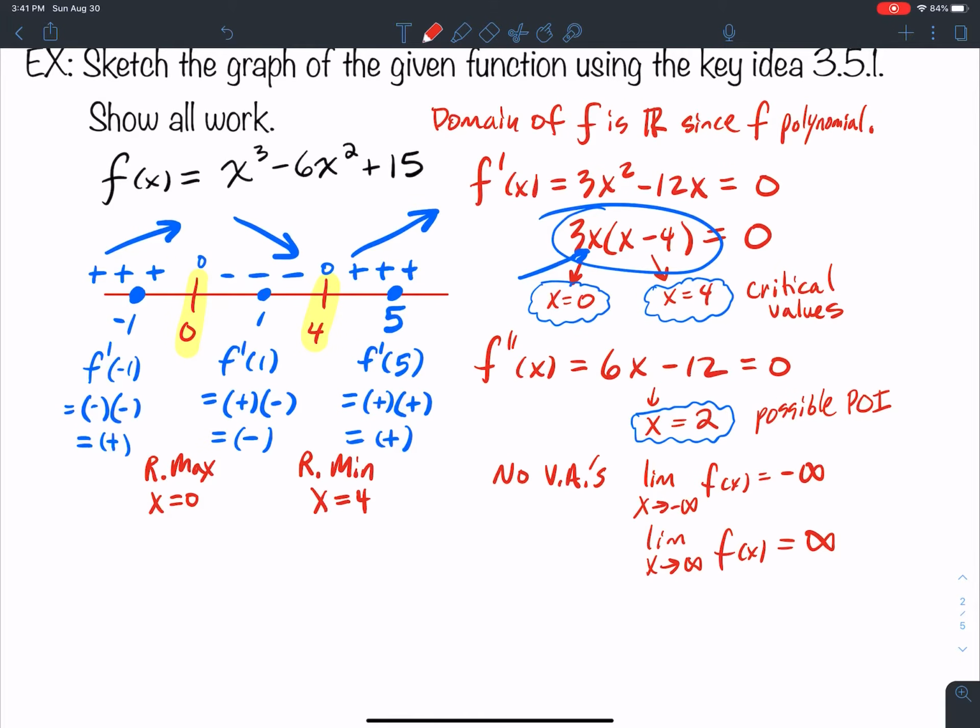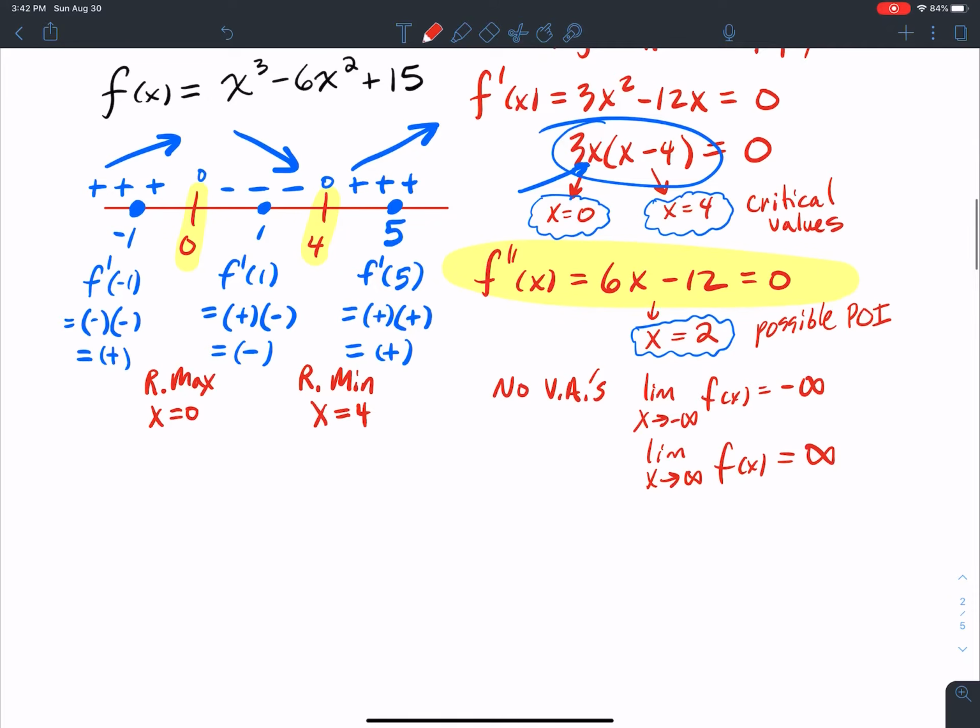Okay, what else do I need to do? I need to figure out where we're concave up and concave down. So that means I need to focus on the second derivative. So I'm going to draw another number line. Okay, so we've got one at 2. Now we know at 2 that the second derivative is equal to 0. We knew that already.